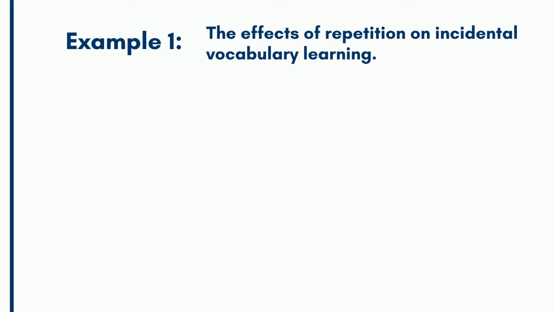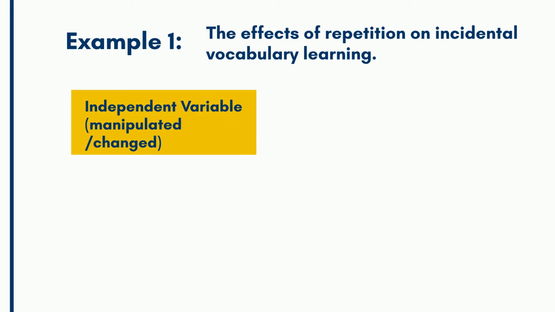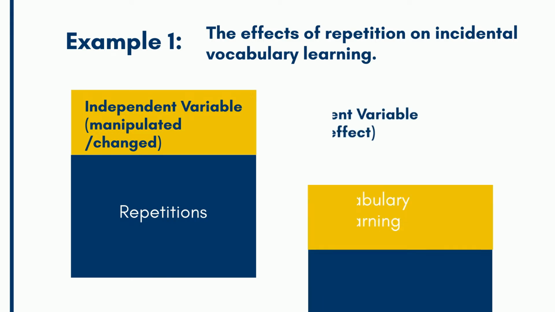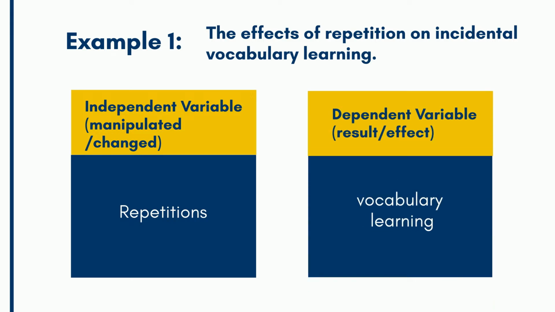In a study on the effects of repetition on incidental vocabulary learning, what is manipulated or changed is the number of repetitions made. It is the independent variable. The value of vocabulary learning depends on the number of repetitions made. So, vocabulary learning is the dependent variable.